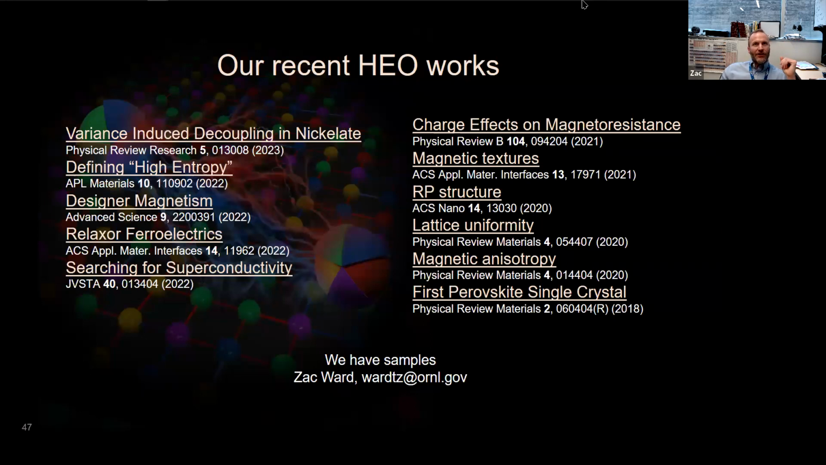And with that, I'll close out. Here are some of our recent papers on these high entropy systems. I think I only hit on 2 or 3 of these papers, so there are definitely more that we're working on. Thanks.